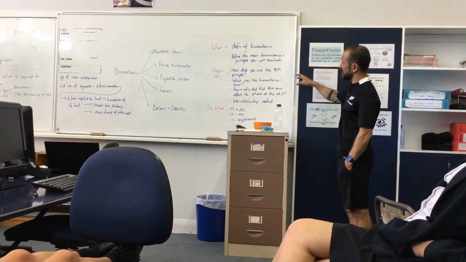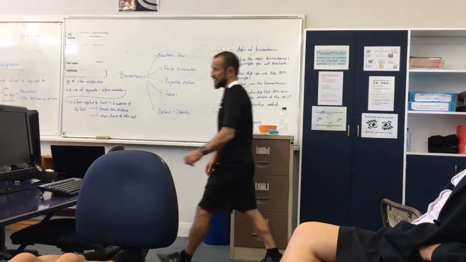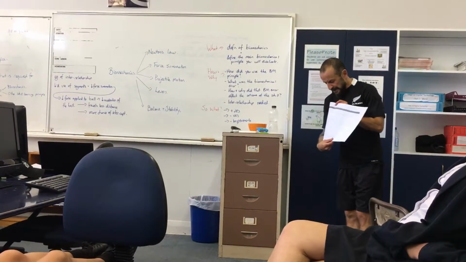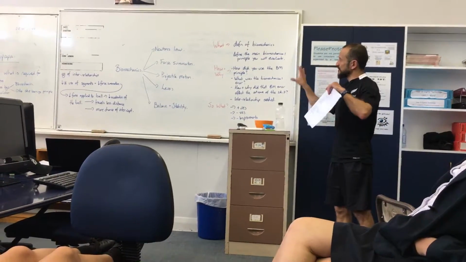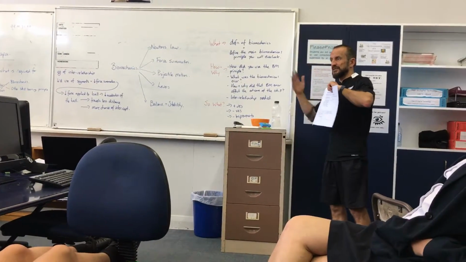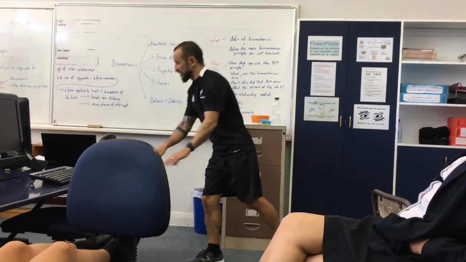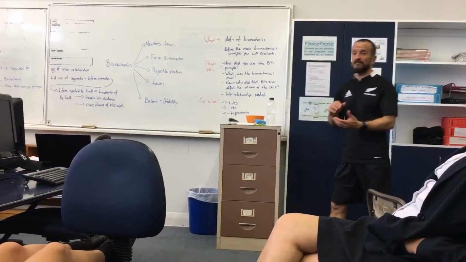In terms of the what, how, why, so what, I'm going to give you a planning sheet as per usual, and I want you to plan before you start writing. But these questions here are a little bit different to these, so you can use this one or this process. Essentially, what you need to do for the what section is give me a definition of biomechanics.